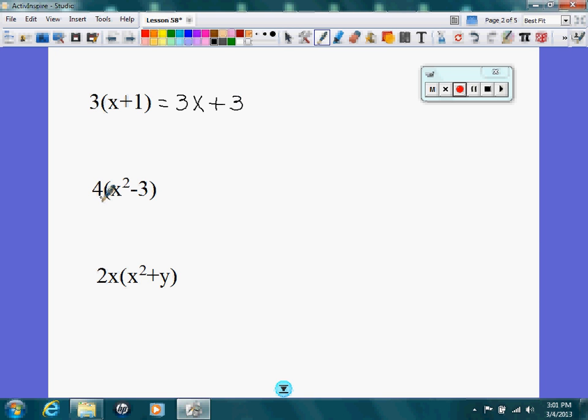Okay, how would we do the next one here? Well, 4 times x squared would be 4x squared, and we distribute the 4 to the minus 3 over multiplication, so that would be minus 12. And what about the last one here? Well, we distribute the 2x to the x squared, and we would add the exponents here because they're like bases. So we would get 2x cubed, and then distribute the 2x to the y, and they're not like bases, so we just simply write them as 2xy. That product is 2x cubed plus 2xy.